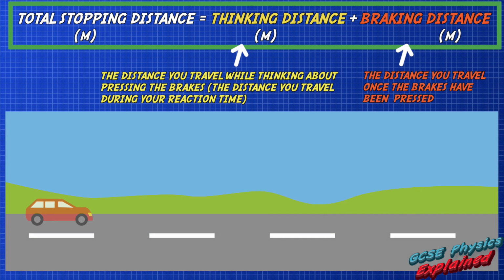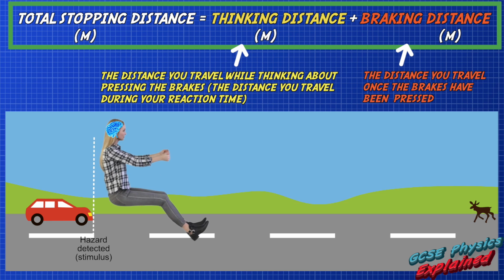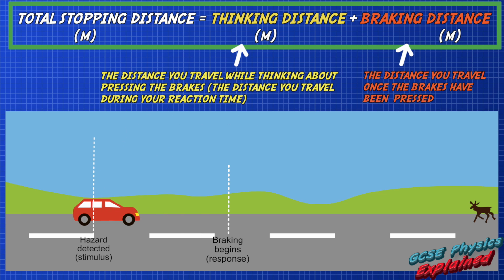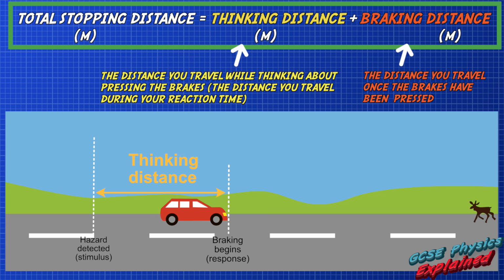Imagine a car driving along a road. All of a sudden, a big deer steps out into the middle of the road. The deer is the stimulus. It triggers your brain to send a signal to your foot to press the brakes. Now, it takes about 1/4 of a second for the signal to travel from your brain to your foot. And during that 1/4 of a second, your car is still travelling forward. The distance you travel during this reaction time is called the thinking distance, because it's the distance you've travelled while you were thinking about pressing the brakes.